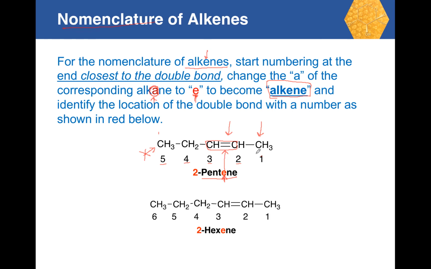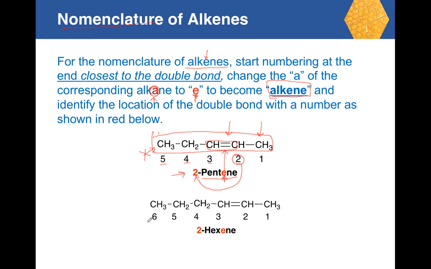Why do we number them? We number it because this 2 here indicates the position of the double bond. So the name of this molecule becomes 2-pentene. When you write these, make sure you write it legibly so the graders can see that this is an E and not an A, or we'll see later on, not a Y.